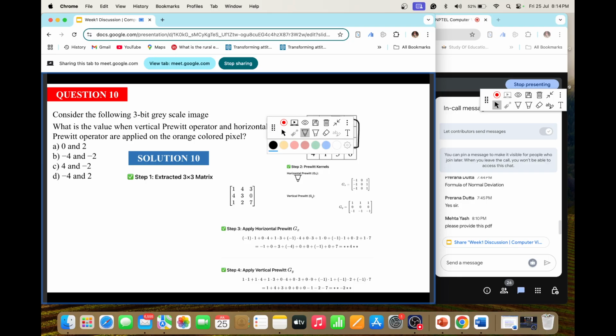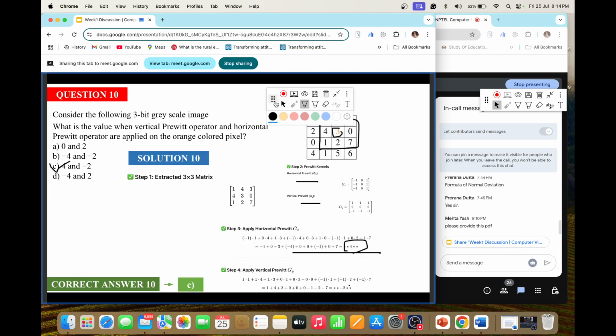Then this is the horizontal pivot operator, this is the vertical pivot operator, and you multiply: minus 1 into 1, then 0 into 4, then 1 into 3, plus minus 1 into 4, 3 into 0, 0 into 1, and so on; you can calculate. After applying the horizontal operator the value is coming 4, and the vertical value is coming minus 2. So 4 comma minus 2, and option C is your answer. Horizontal and vertical, 4 comma minus 2.